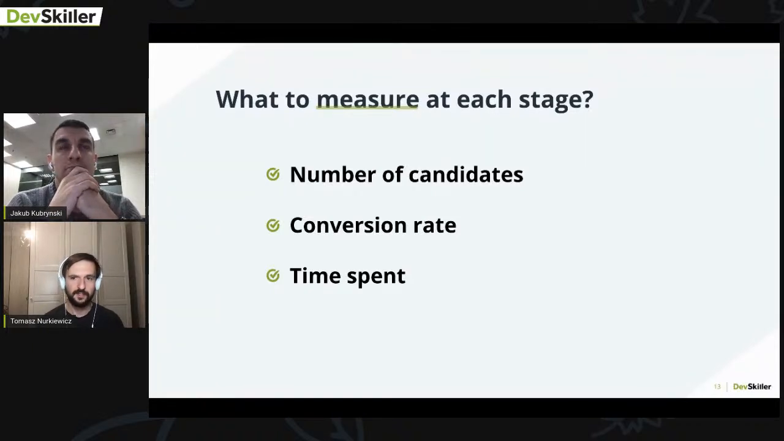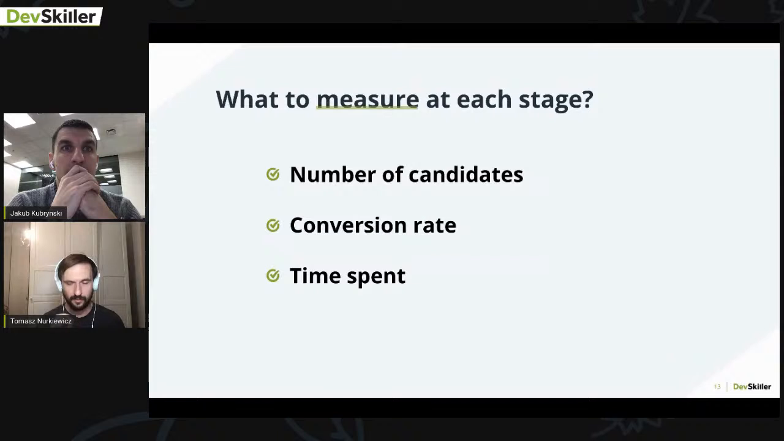Let's say it takes too much time to review the homework, or it takes too much time to screen through CVs or whatever. Then you know exactly where your process is misbehaving, and these are the places that you should start optimizing first. So the longest stages of your recruitment process.